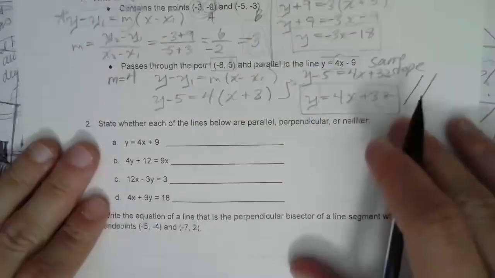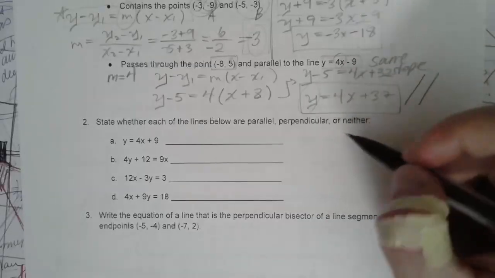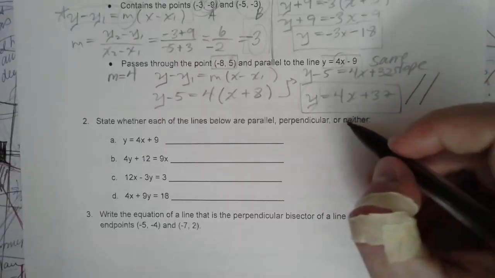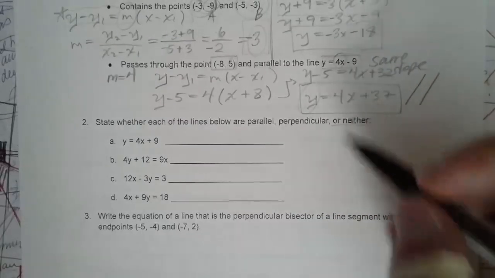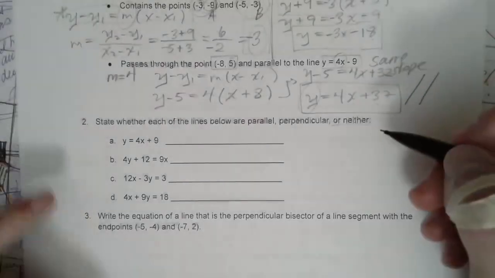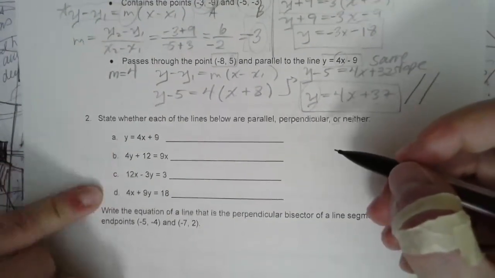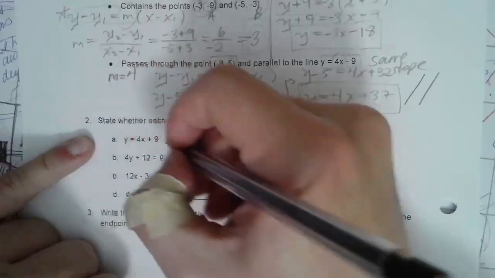We're going to state whether these lines are parallel, perpendicular, or neither. It doesn't say parallel to what, perpendicular to what, so I'm guessing it just wants us to compare these to one another. Here we see that the slope is 4.